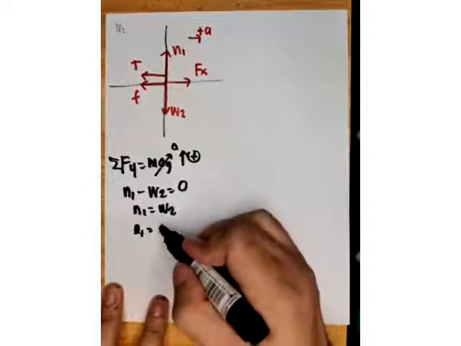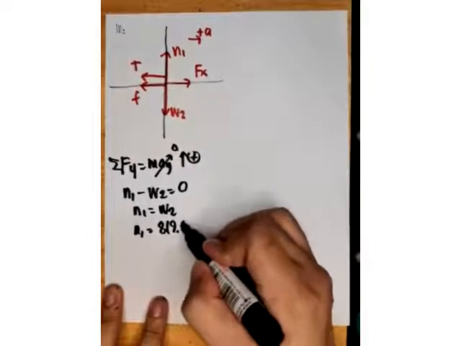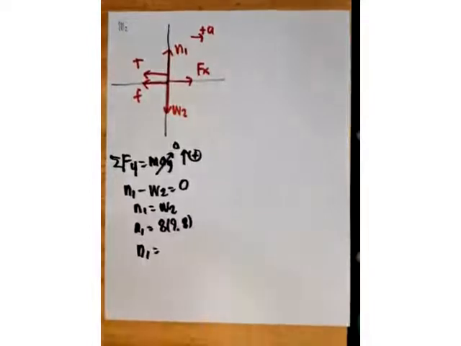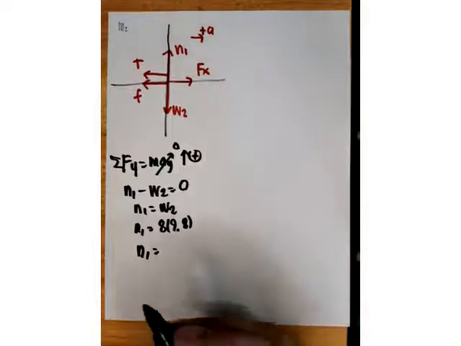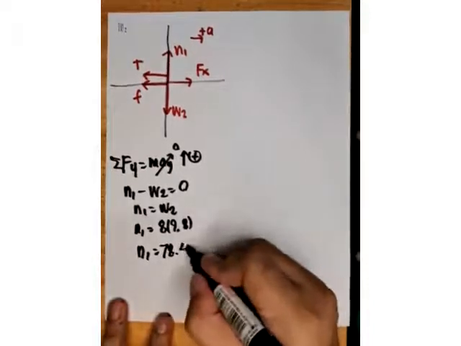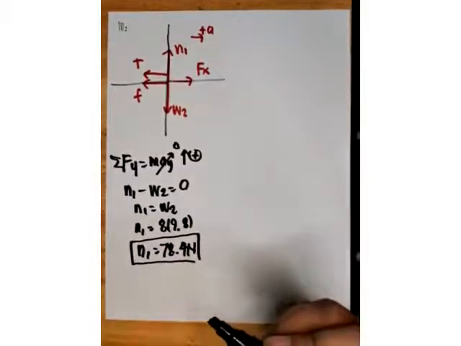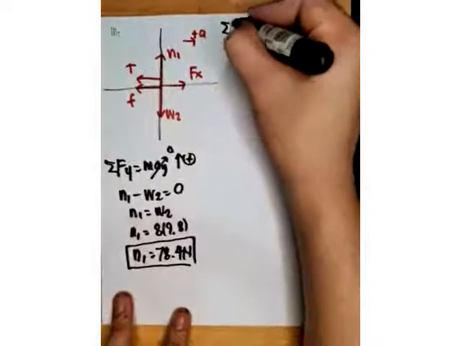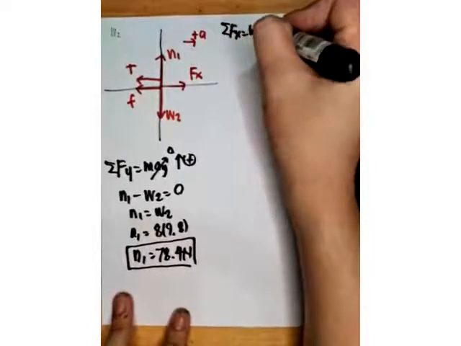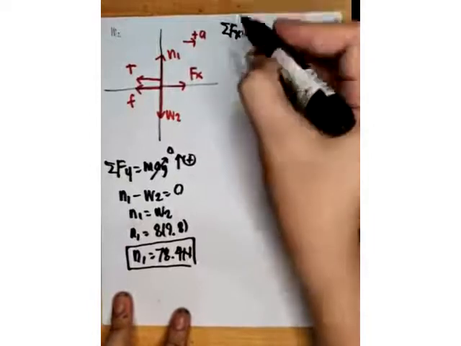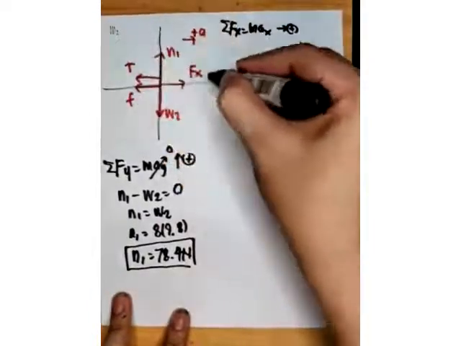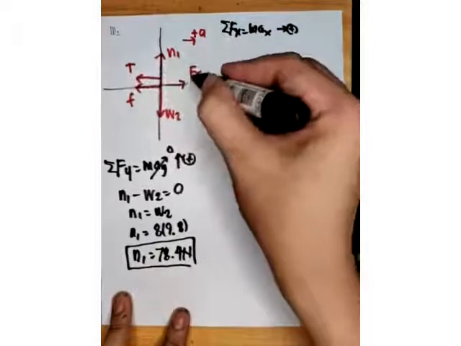So normal 1 is, what's our second weight? So that's mass pala, 8 times 9.8. So normal 1 is equal to 78.4 newtons. Ayan. Pag nakuha na natin yan, so we can proceed to X. So summation of forces along X is equal to MAX. Pakanan ay positive. Ayan. So here are the forces along X. So you can see. So these are the forces along X.